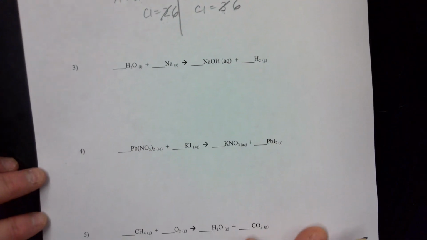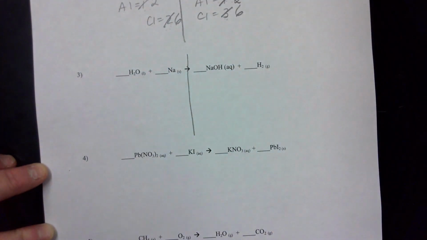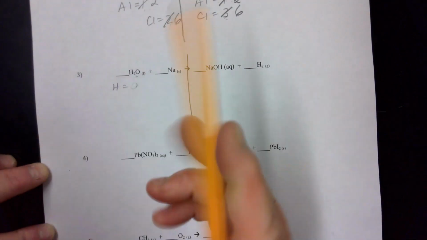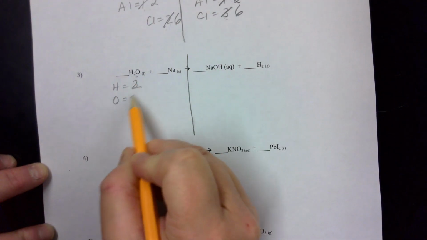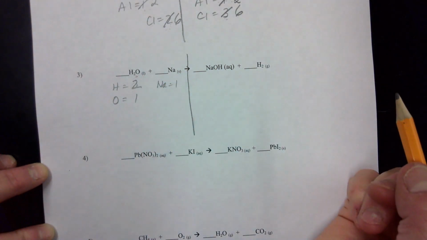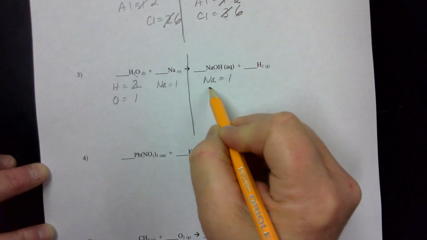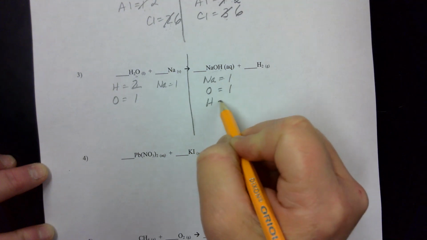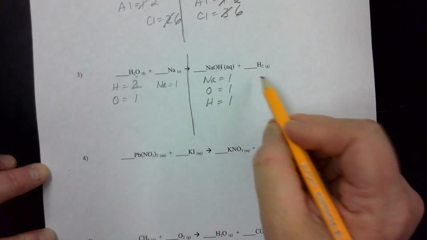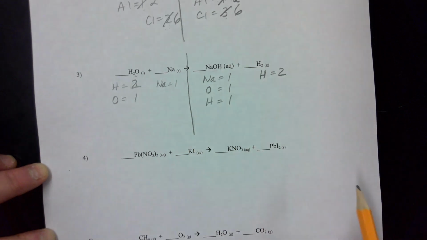Let's take a look at number 3. We're going to put a line down the middle, separating our reactants from our products. Right here, I have hydrogen, and I have 2 of those. And the oxygen, I have 1 of those. Over here, I have sodium, I have 1 of those. In this formula, I have sodium 1, oxygen 1, hydrogen 1. So I'm making a list of each of the individual elements, and I'm counting how many I have under each formula. So this formula, it's hydrogen, and there are 2 of them.